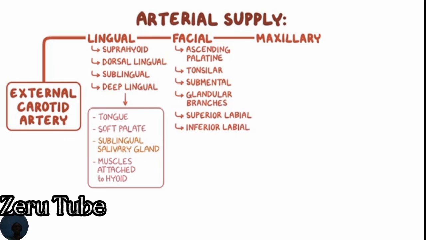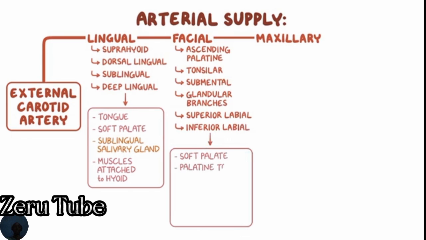Those branches of the facial artery give supply for structures like the soft palate, palatine tonsil, root of the tongue, submandibular and sublingual salivary glands, and lips.